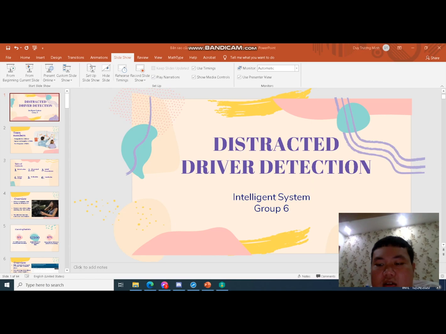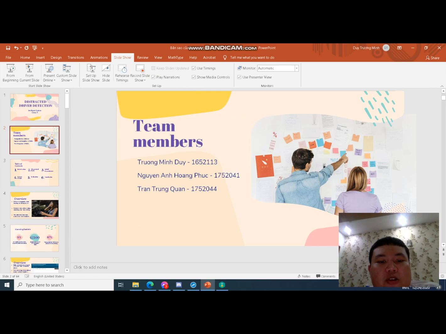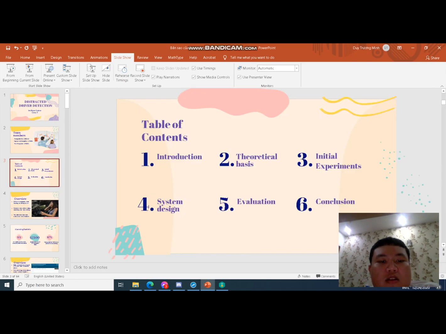Hello teacher and everybody. I'm from Group 6 and today I will present our assignment, which is the distracted driver detection. First is our team members. My name is Chu Minh Duy and the other two members are Nguyễn Hạnh Phúc and Trần Công Quân. So this is our table of contents.